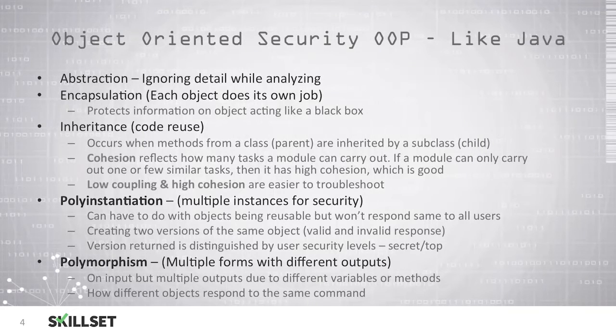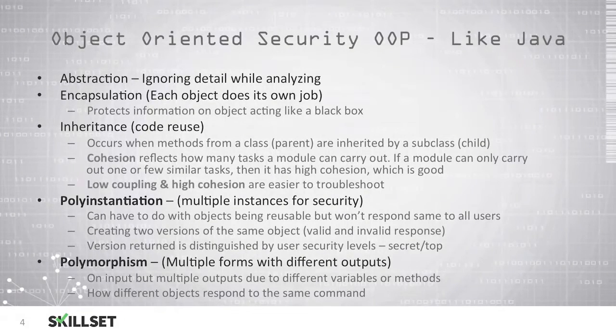It uses abstraction, where it ignores details while analyzing, and encapsulation, where each object is required to do its own job without interfering with the other objects, which allows it to protect the information on the object, which acts like a black box. Inheritance or code reuse occurs when methods from a class or parent are inherited by a child or subclass. Cohesion reflects how many tasks a module is able to carry out.